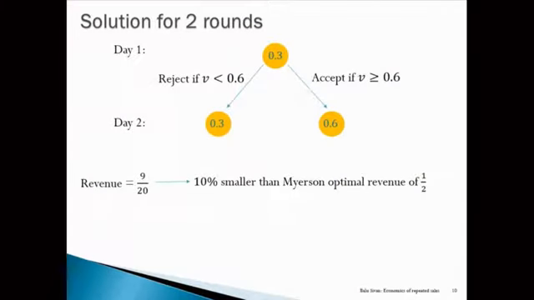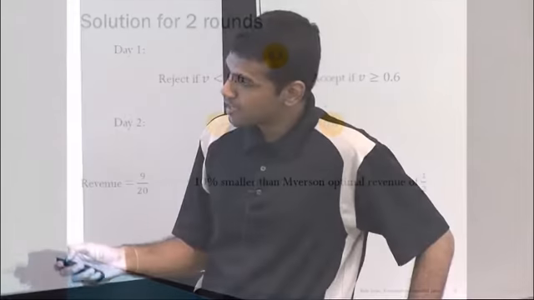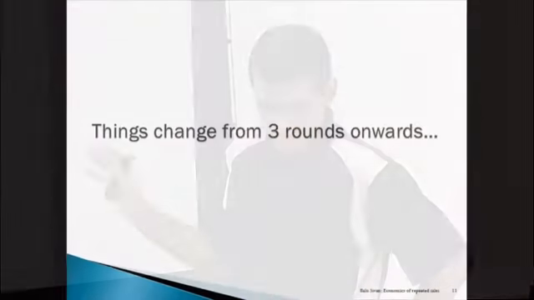Then you have this, and you can calculate the revenue to be 9 over 20. If you remember, the Myerson optimal revenue was 2 times a quarter, which is a half. So this is 10% smaller than the Myerson optimal revenue of a half. Okay? I didn't say why it is an equilibrium yet, but it is something. But this still doesn't look too bad, right? This is still only 10% smaller, but things change dramatically from 3 rounds onwards.